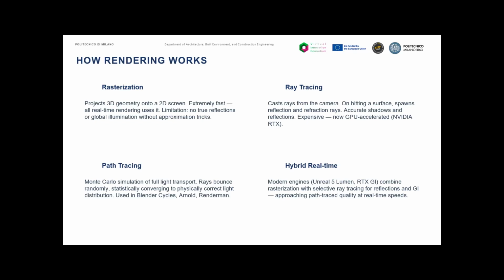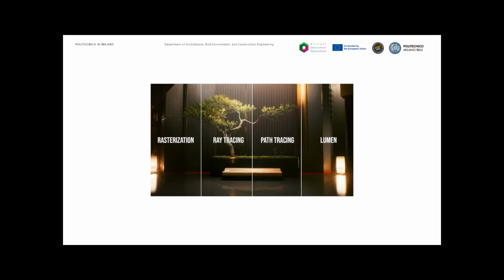Then we have hybrid real-time, such as Unreal Engine 5's Lumen, which combines rasterization for primary visibility with selective ray tracing for indirect illumination. Here we can see the different methods: rasterization, ray tracing, path tracing, and Lumen. The panels show the same scene rendered with different algorithms, from the cheapest to the most accurate to the hybrid one.